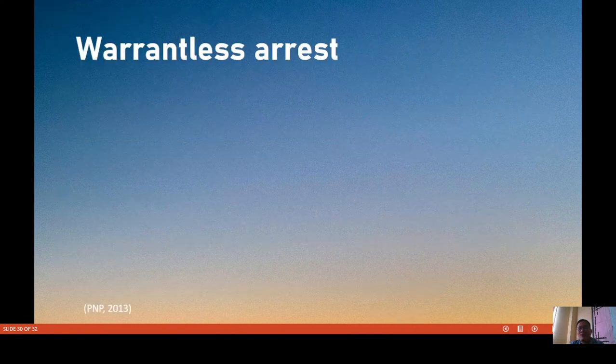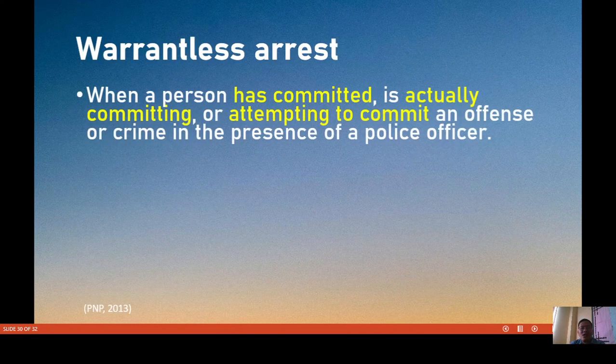So you ask for confirmation. Next, these are the instances of warrantless arrest. These are instances of when you can arrest a person without a warrant. So the first is when a person has committed, is actually committing, or is attempting to commit an offense or crime in the presence of a police officer.